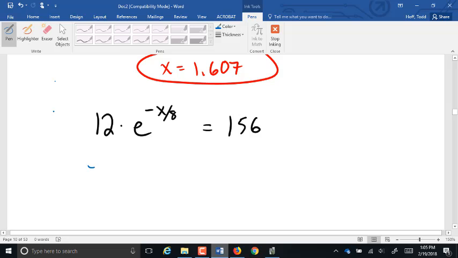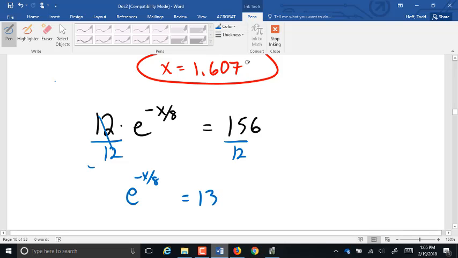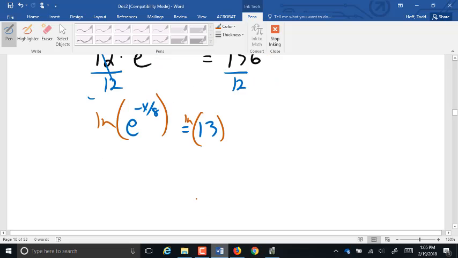There we go. So the first thing we have to do is divide by 12, which of course gives us e to the negative x over 8 is equal to 13. And then we do the ln, which is what? 2.565. So negative x over 8.